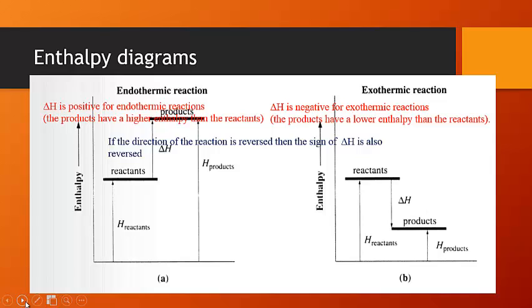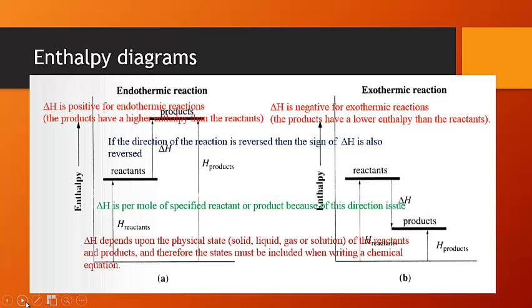If the direction of the reaction is reversed, then the sign of the enthalpy change is also reversed. So, an exothermic reaction in the opposite direction becomes endothermic. The enthalpy change is per mole of specified reactant or product because of this direction issue. So if you had it in one direction, it was exothermic in terms of reactant, then in the opposite direction, it's endothermic in terms of product, so that you have that same direction and the same product.